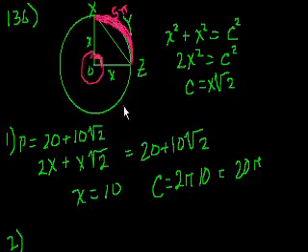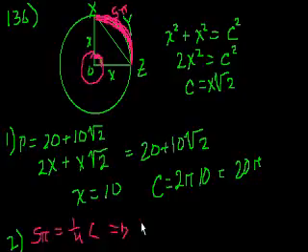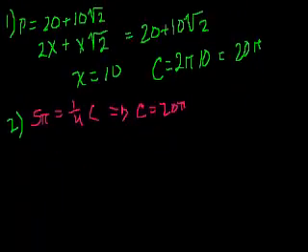So 5 pi is going to be equal to 1/4 times the circumference, or the circumference is going to be equal to 20 pi. So each statement independently, statement 1 or statement 2 independently, is sufficient to answer this question, the circumference of the circle.